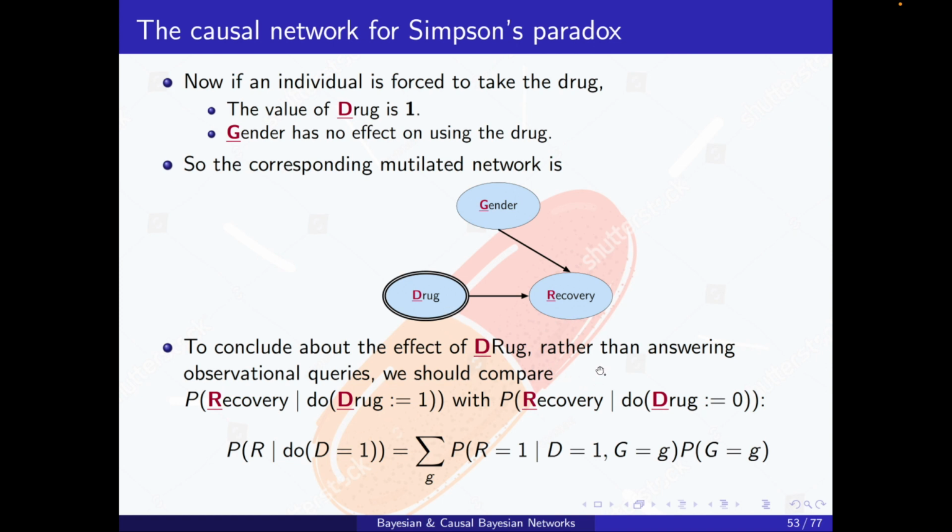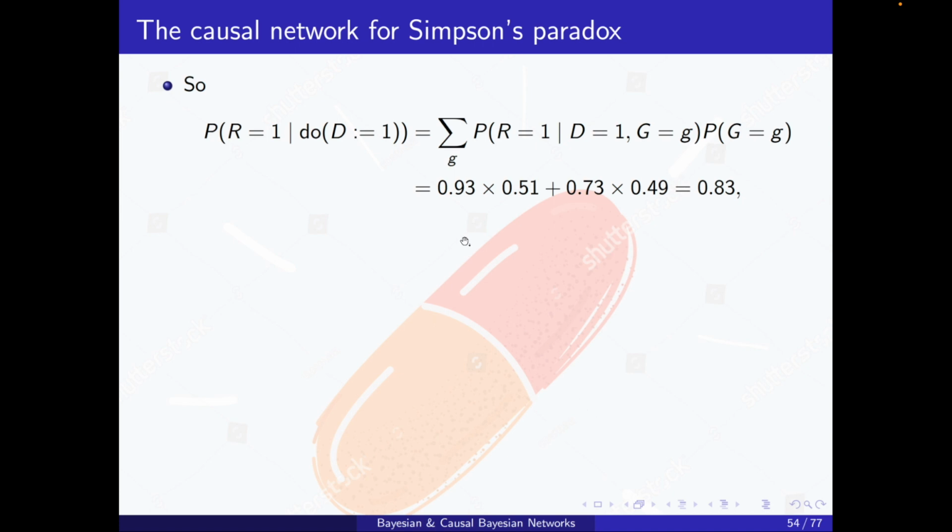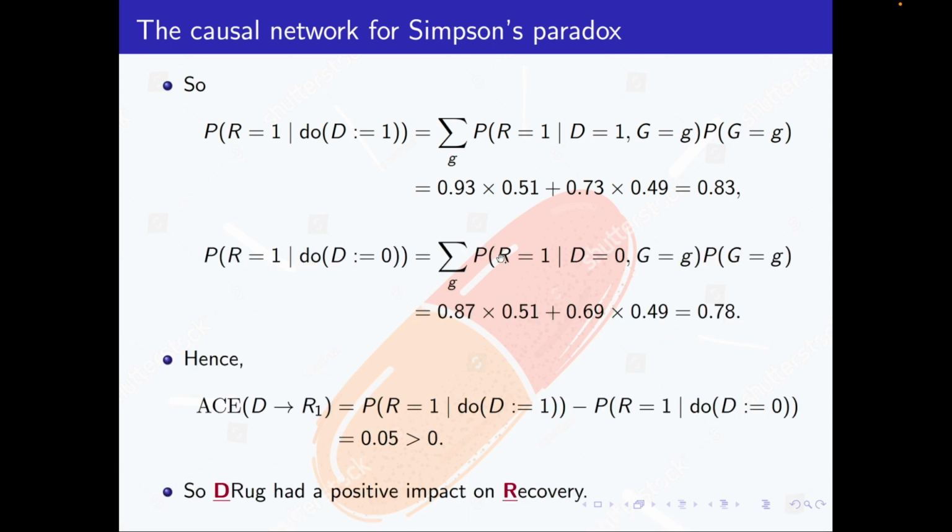Now, by doing this, note that I'm assuming that I have access to the value of gender or to the corresponding CPDs. Okay, I'll get back to this soon. So from that and from the table, I can calculate the intervention query for when we force the drug to 1, it will be 0.83. And for when we force the drug to be 0, it will be 0.78. And therefore, ACE of drug on recovery will be the difference of these two, which will be 0.05, which is positive. So drug indeed had a positive impact on recovery.